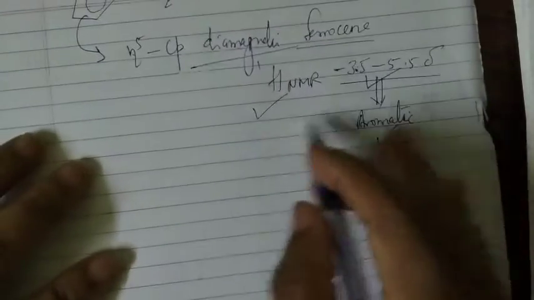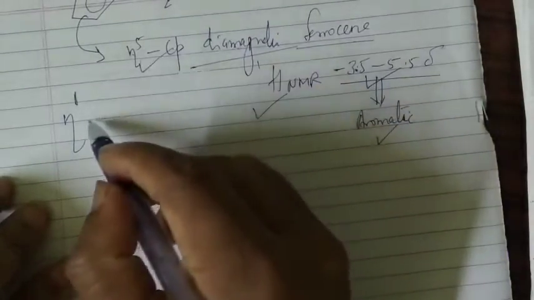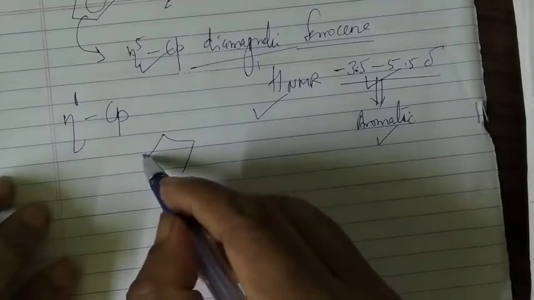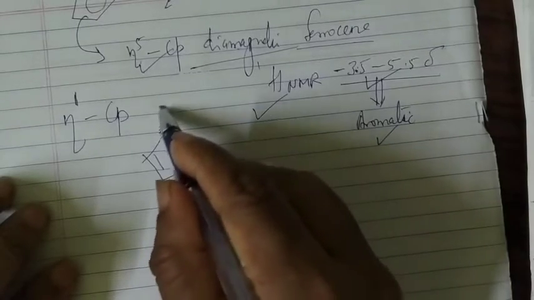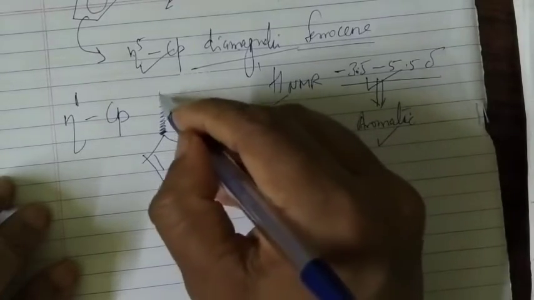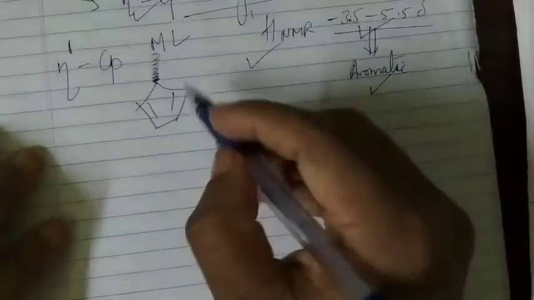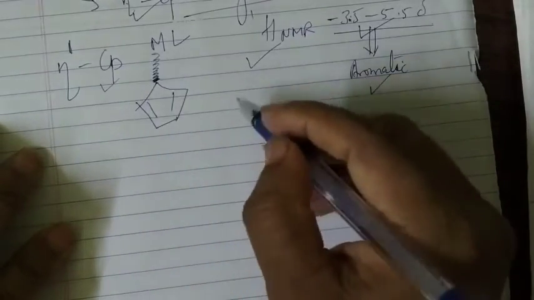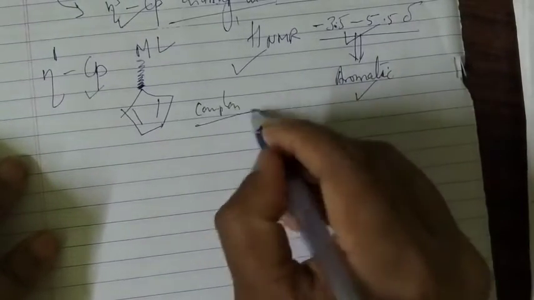One more fascinating thing: this is about eta 5 cyclopentadienyl. If you go for eta 1 cyclopentadienyl, as we learned in yesterday's class, the metal is attached to only one carbon, carbon 1 here, with some other ligands. This is called eta 1 cyclopentadienyl, and in this case the NMR is more complex in nature.